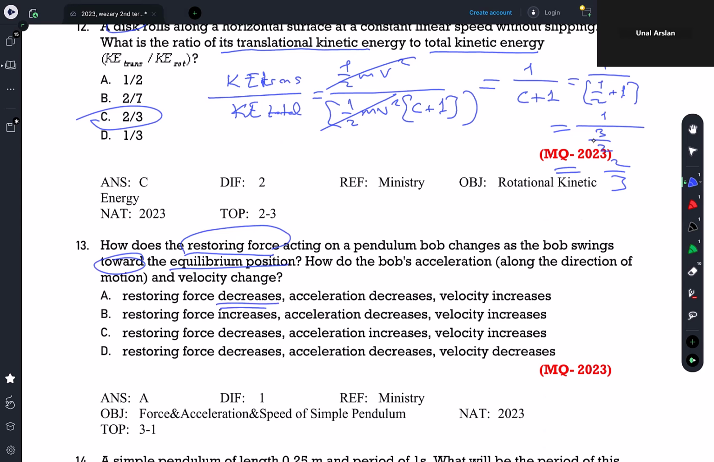Restoring force decreases, so B cannot be answered. Acceleration and restoring force are directly proportional, so both decrease, so C cannot be answered. What about velocity? It is maximum at the equilibrium position, it increases, so A is the correct choice.